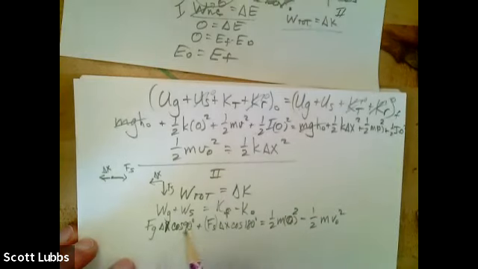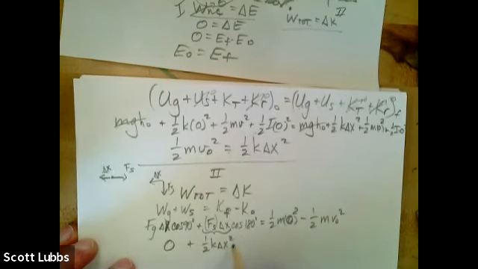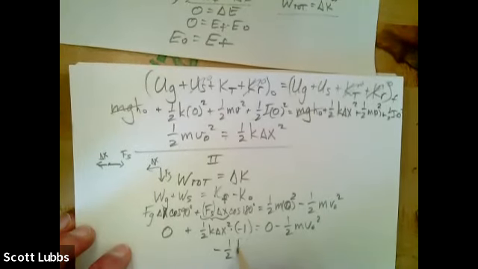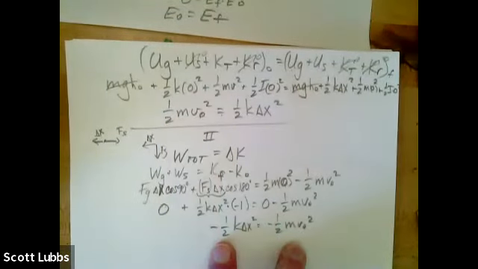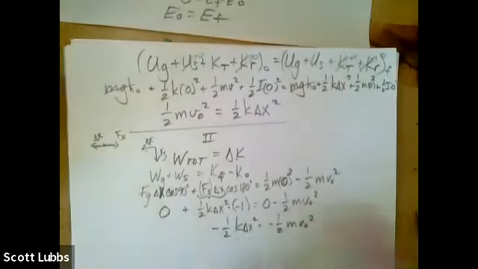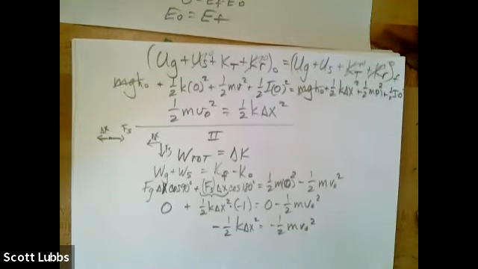So I end up, this is cosine of 90, this is 0. This thing is 1/2 k x squared times the cosine of 180, which is -1. This is 0 minus 1/2 m v initial squared. So I have -1/2 k delta x squared equals -1/2 m v initial squared. Oh, look, this is the same as that. Well, look, they just flipped. And they even got the right signs. Nice.